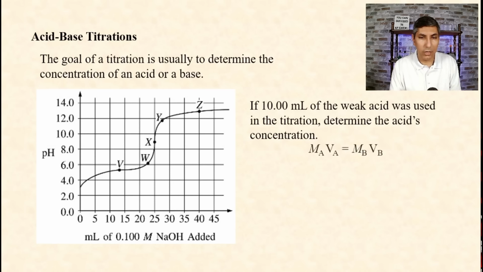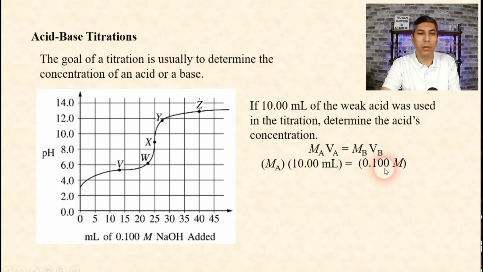I would recommend that you use the titration equation for something like this. The molarity of the acid times the volume of the acid equals the molarity of the base times the volume of the base. And so the molarity of the acid in this problem is what we're trying to solve for. It says determine the acid's concentration. So we're solving for M sub A. Now, V sub A, the volume of the acid, is given to us in the question. It says it's 10.00 milliliters, so that gets plugged in for V sub A. Now, M sub B is the molarity of the base. Well, the problem doesn't say, but the titration curve does. It says it was 0.100 molar of base.